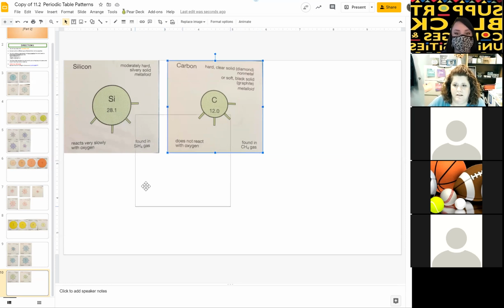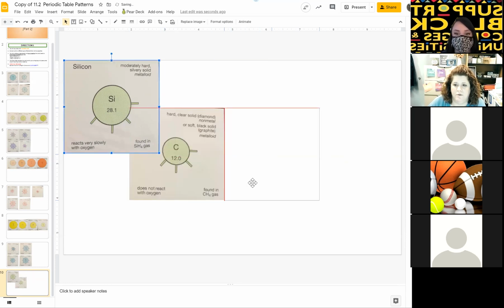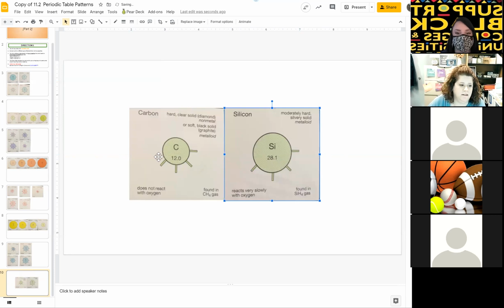Okay, so for this one, I could do light to dark or by the weight. So this is the lightest and smallest atom of the 2, and this is the bigger and heavier of the 2. And we can also see that reactivity still holds true, right? Does not react with oxygen, reacts slowly with oxygen. So when it's a little bit bigger and heavier, it's more reactive, okay? And again, everything we've talked about so far were metals, and this group are metalloids.